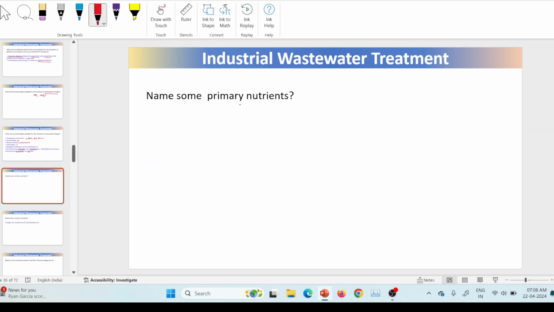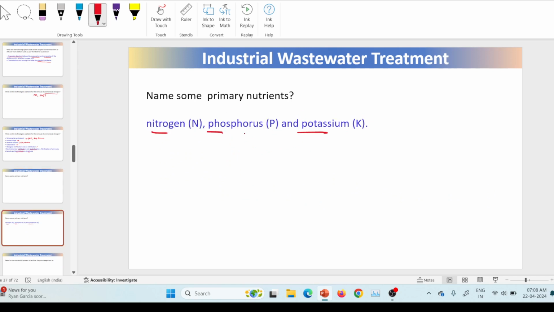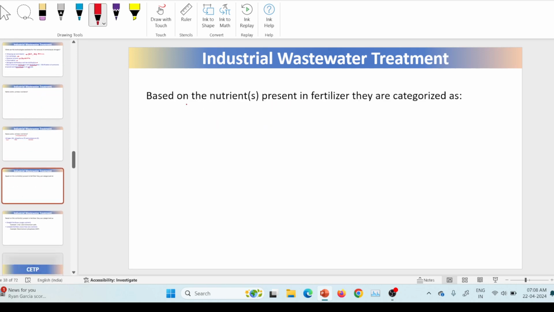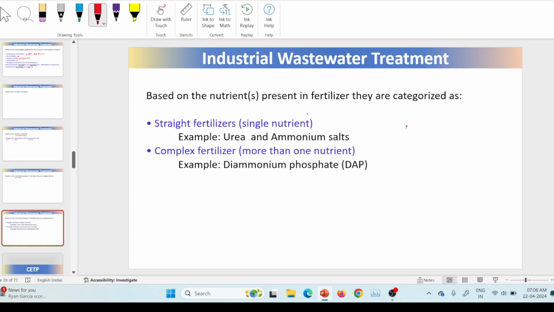Name some primary nutrients. These are nitrogen, phosphorus, and potassium. Based on nutrients present in fertilizers, they are categorized as straight fertilizers and complex fertilizers. Straight fertilizers contain only a single nutrient, for example urea and ammonium salts. Like urea, the formula is CO(NH2)2, so it contains only one nutrient, that is nitrogen.